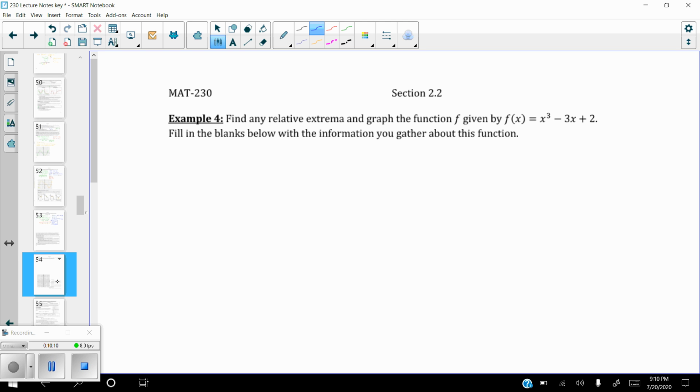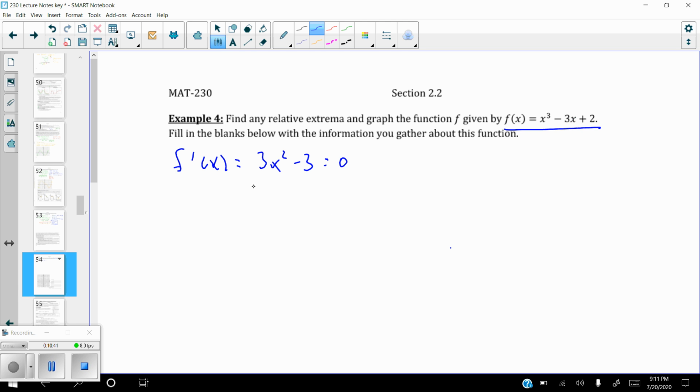Okay, so one thing we know is that this is a polynomial function. Therefore, the domain is all real numbers. We don't have to worry about there being any kind of undefined derivatives. So let's go ahead and start by taking the first derivative. First derivative here is going to be 3x squared minus 3. I know from the first derivative I'm going to need to set that equal to 0 to find my critical values.